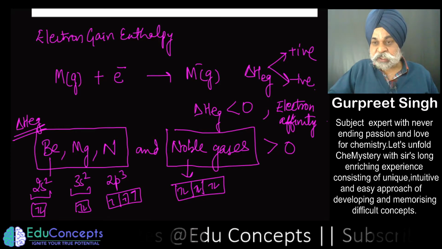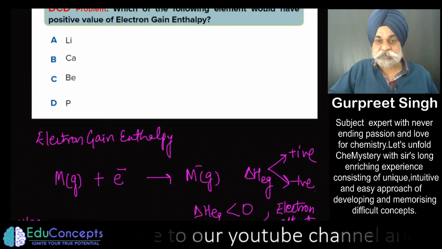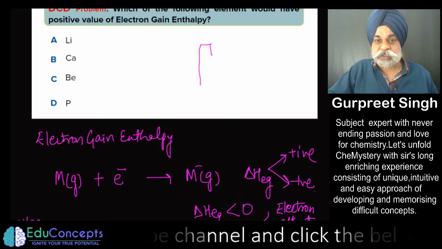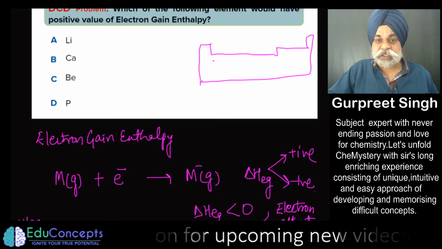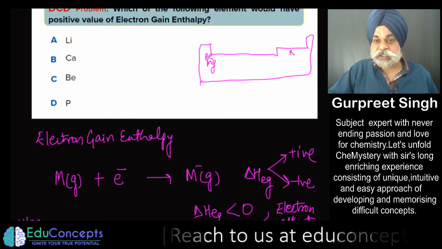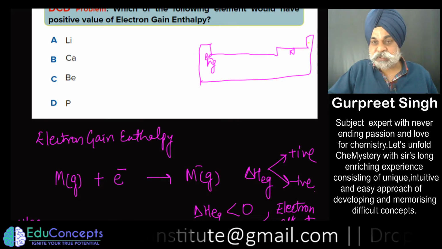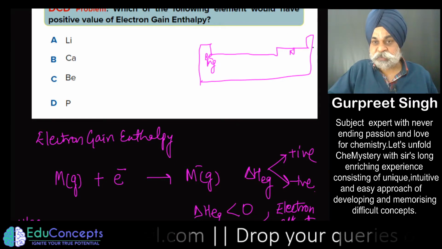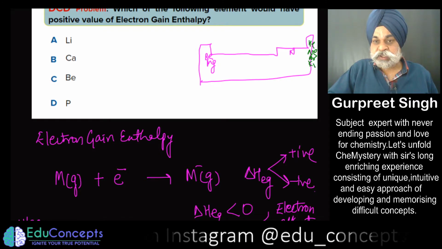Now you can ask your respective teacher about these three elements for which this was found. In the periodic table, beryllium comes somewhere here, and magnesium, and nitrogen comes here, and this is the region for the noble gases. The noble gases are coming here in this domain: helium, neon, argon, krypton, xenon, radon.